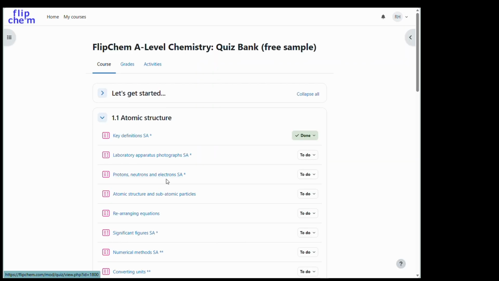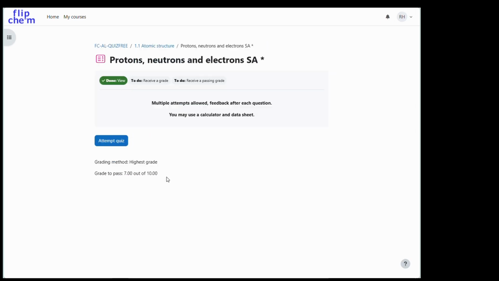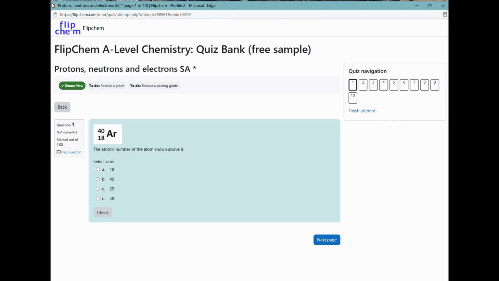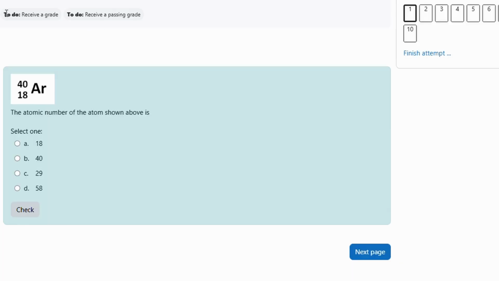We are going to attempt the protons, neutrons and electrons 1-star quiz, so click on it and press Attempt Quiz. Here's the first question. Let's zoom in and take a closer look.